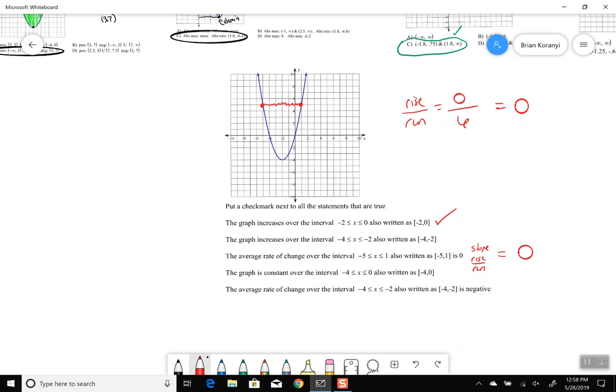The graph is constant, which means it's kind of a flat line over the interval -4 to 0. So -4 to 0 is not constant. It's going downhill and then uphill. So it doesn't have a constant graph. So that's not true. And then the average rate of change over the interval -4 to -2 is negative. So is that slope negative from -4 to -2? Because it's going downhill, yes, that rate of change will be negative. You're decreasing. So that is true.